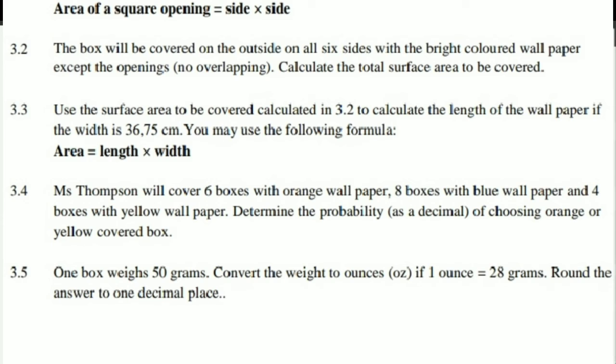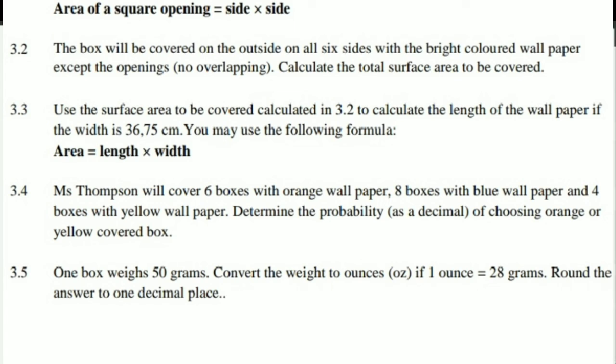3.5. In 3.5 it says 1 box weighs 50 grams. Convert the weight to ounces, which is OZ, if 1 ounce equals 28 grams. Round the answer to 1 decimal place. 3.5. 1 box weighs 50 grams. Convert the weight to ounces, which is OZ, if 1 ounce is equal to 28 grams. Round the answer to decimal place.